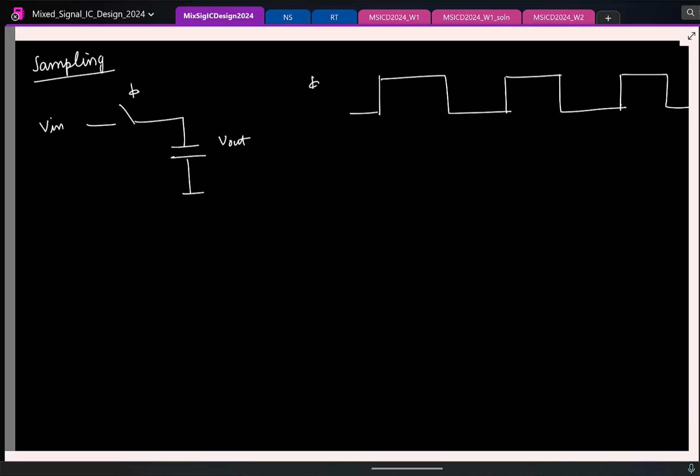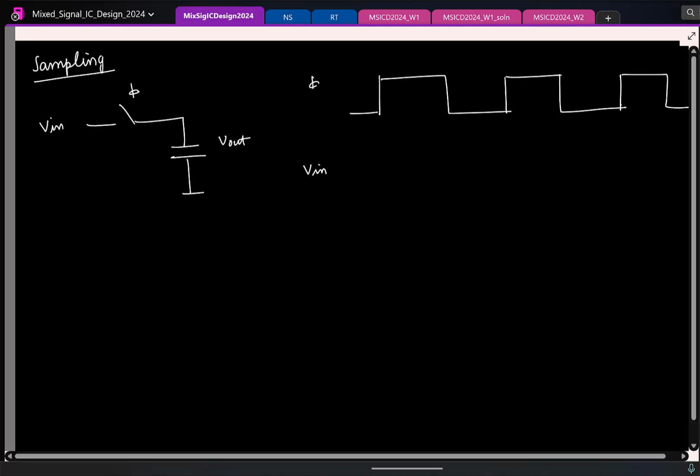Fine. Let us say now my input is like this, something. So let me also mark the points here. Now tell me, when the clock is high, the switch closes. So what will be Vout? Vout will be equal to Vin. So if I sketch Vout in yellow, it will be this.